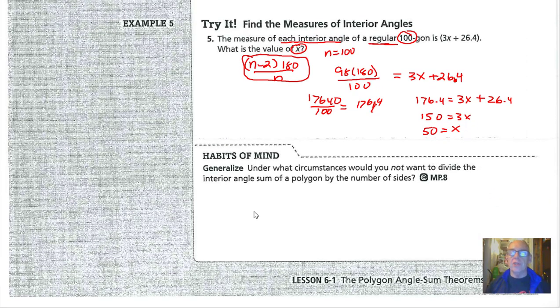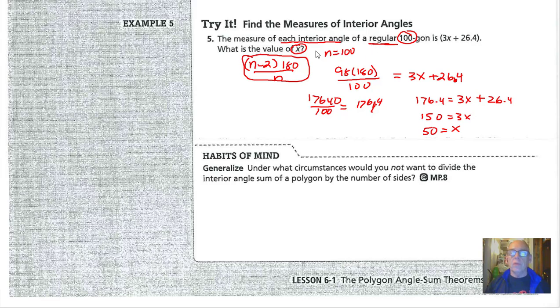Example 5, find the measures of the interior angles. The measure of each interior angle of a regular 100-gon is 3x plus 26.4. So we've got 2 different ways of dealing with this. We've got the 100-gon, which is n is 100. So 100 take away 2 times 180 is going to give us the total number of degrees. 98 times 180 is that total number of inside degrees.